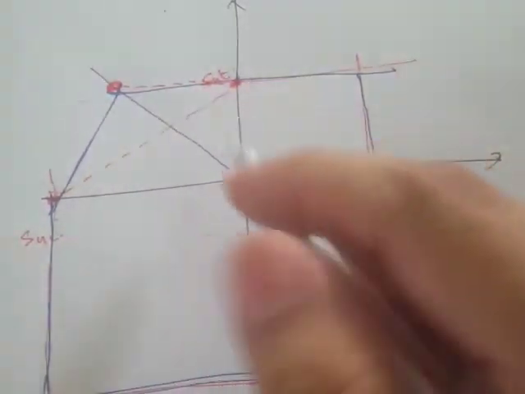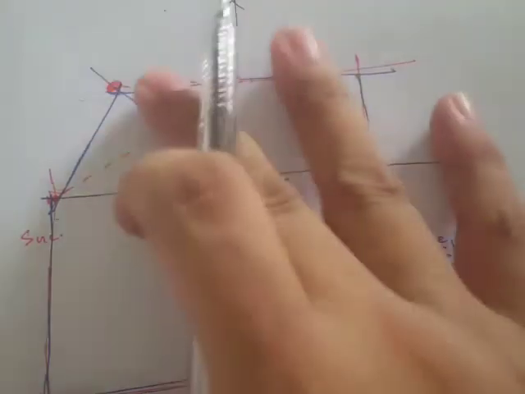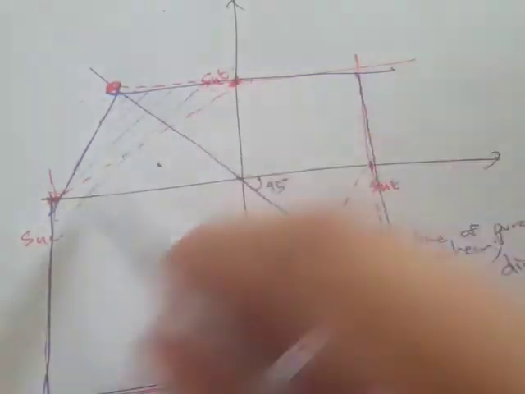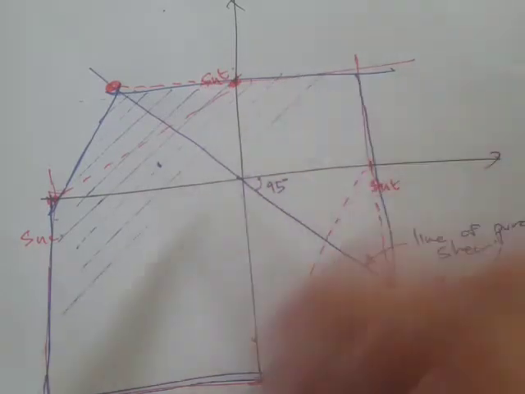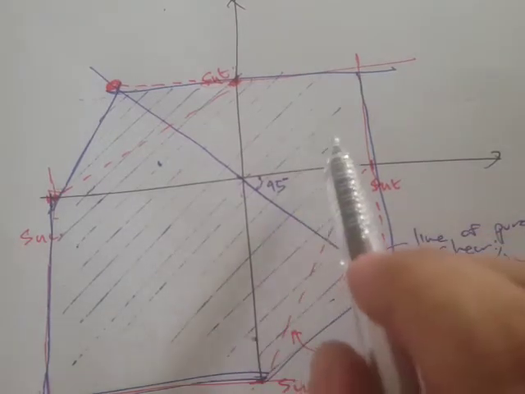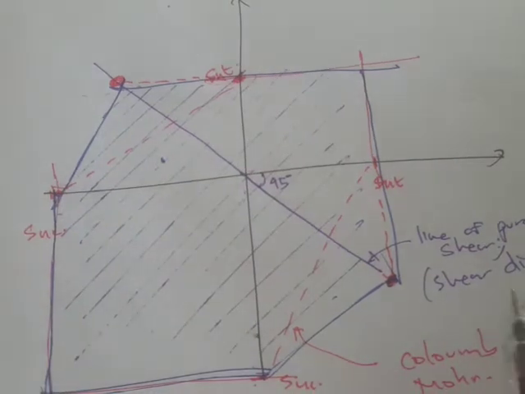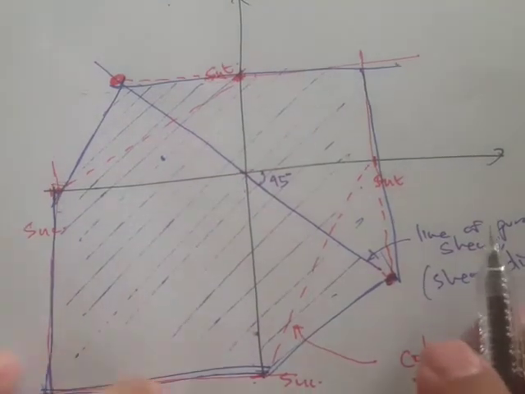So again, any stress point or stress state outside this bounded region is going to be unsafe, and a stress state inside the bounded region is going to be safe. Okay, so the question now is, how do we compute for the factor of safety n?